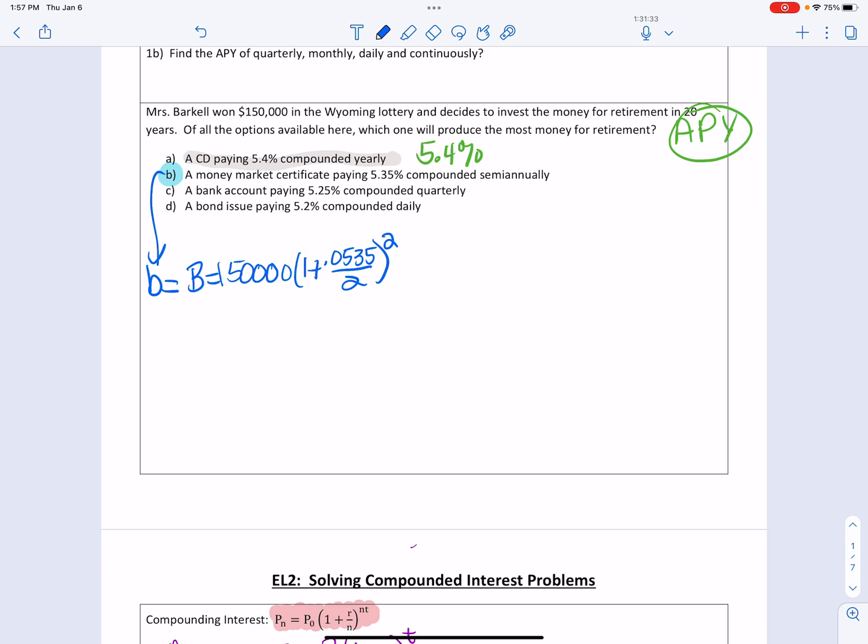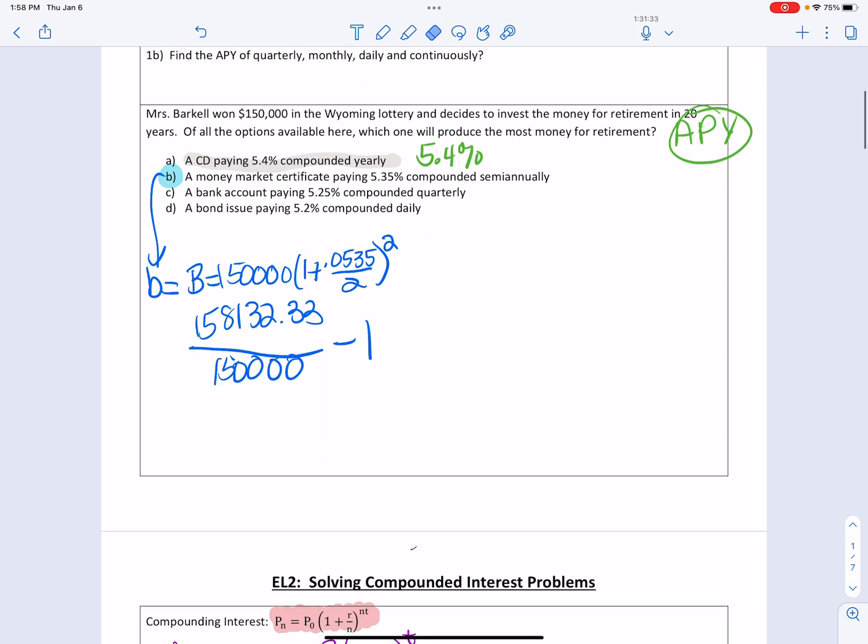So I'm going to type that in my calculator, parentheses 1 plus 0.0535 divided by 2 to the second, and I get a really big answer, 158132.33. What is my formula? You divide by the initial and subtract 1. So I'm going to take that answer, divide by the initial, and subtract 1. And my answer, I'm going to round it 2 places, is 5.4. You always move it 2 places and then round it 2 places because that's what banks do, 5.42%. So if you're getting a loan or if you're getting a savings account, you want high, so the blue one right now is the best.